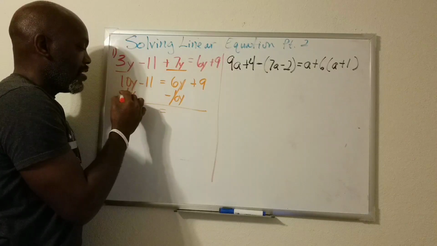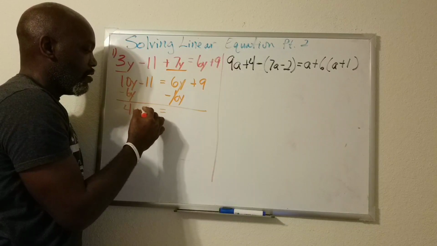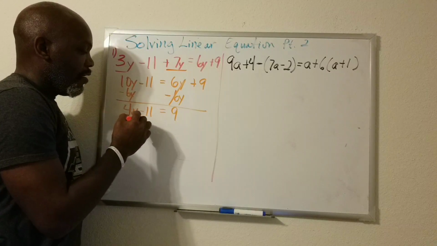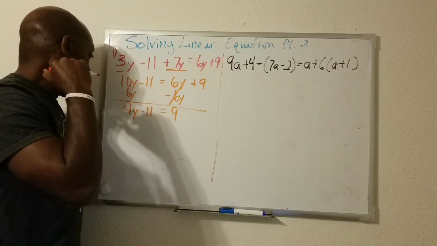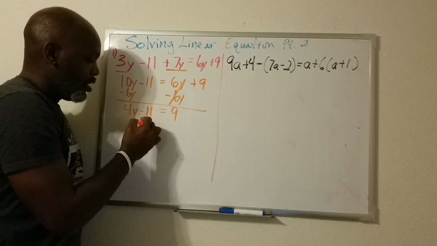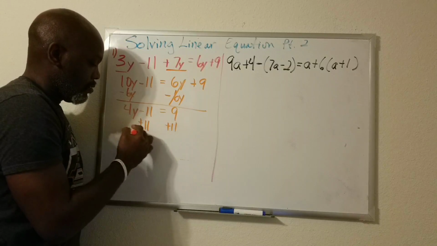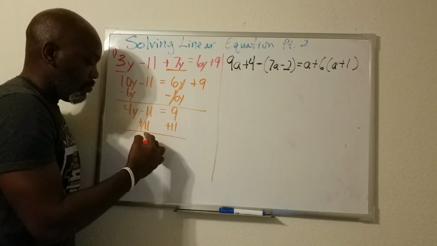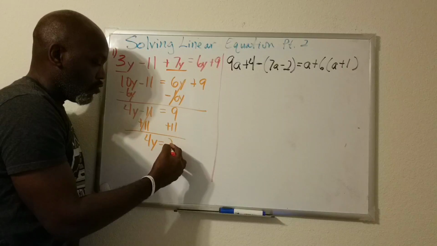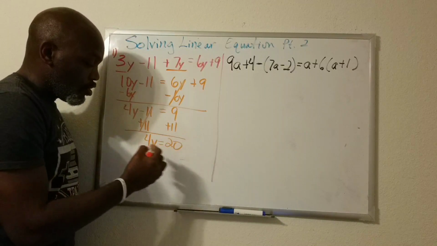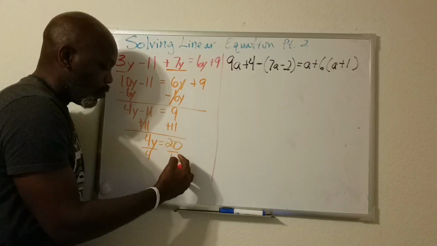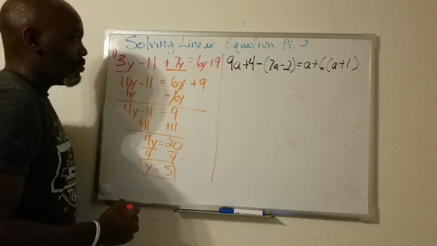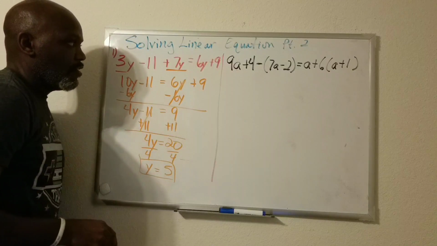And I got 10y minus 6y. That leaves me 4 y's left. Subtracting 11 to equal 9. So now I'm trying, once again, to get the y's by itself. So I'm going to do the addition property of equality. Adding 11 to negative 11 gives me 0. 4y equals 20. Then I'm going to use the division property by dividing both sides by 4. And y would equal 5. And then you can check it by replacing the y's with 5 and seeing what you get.